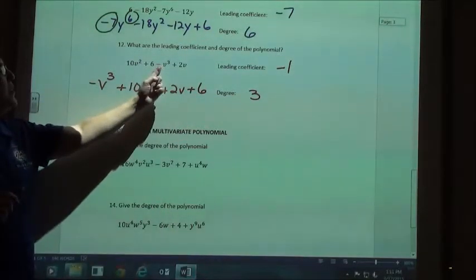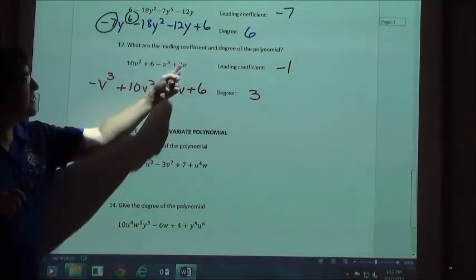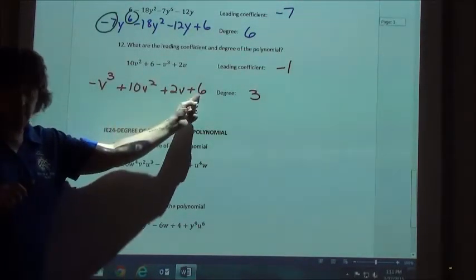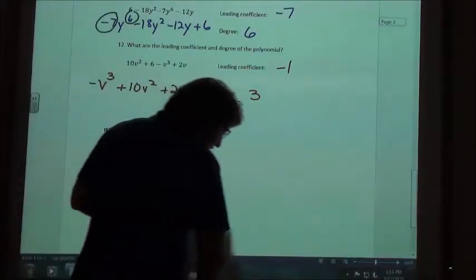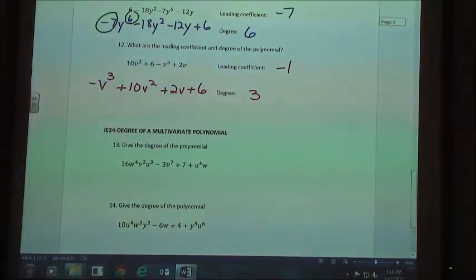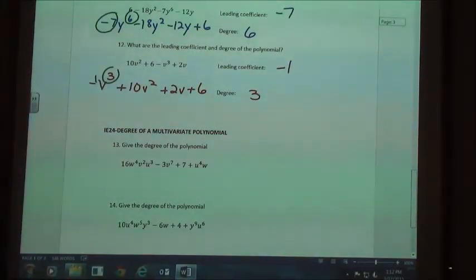So she said we got to start with the negative v to the third since it has the highest exponent. The 10v squared went next. The 2v went next. And the 6, the constant term, the one without an exponent or variable, goes on the end. So then she said, okay, my leading coefficient, they were trying to be tricky, but they didn't fool Rose. This is a negative 1v to the third. So my leading coefficient is negative 1, and my degree is the 3. If the number isn't written specifically there, we understand that it's a 1, and in this case a negative 1, since there's a negative there.